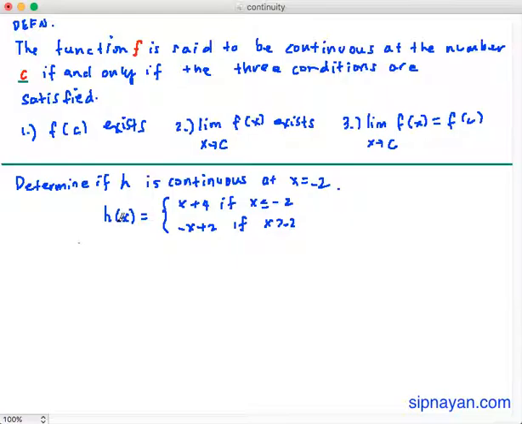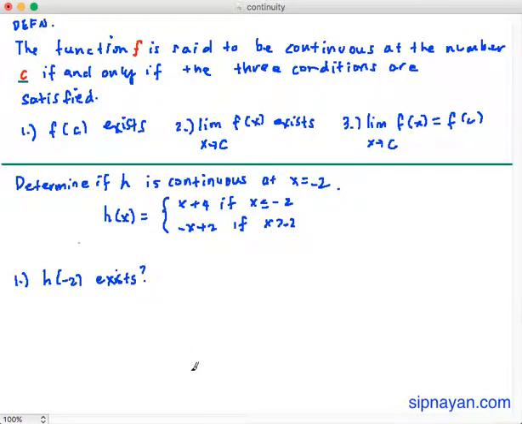I think this is the third example already. I'm sure you are already familiar, kung napanood nyo yung previous video, kung paano natin ginagawa. So, number 1, we have to check if f of c exists. We have to determine if h is continuous at x equals negative 2. Ang point of continuity na tinetest natin is yung point where x equals negative 2, so ang c natin basically is negative 2. First, we have to check if f of c exists, or f of negative 2. However, yung pangalan ng function natin dito ay hindi na f kundi h. So we have to check if h of negative 2 exists.